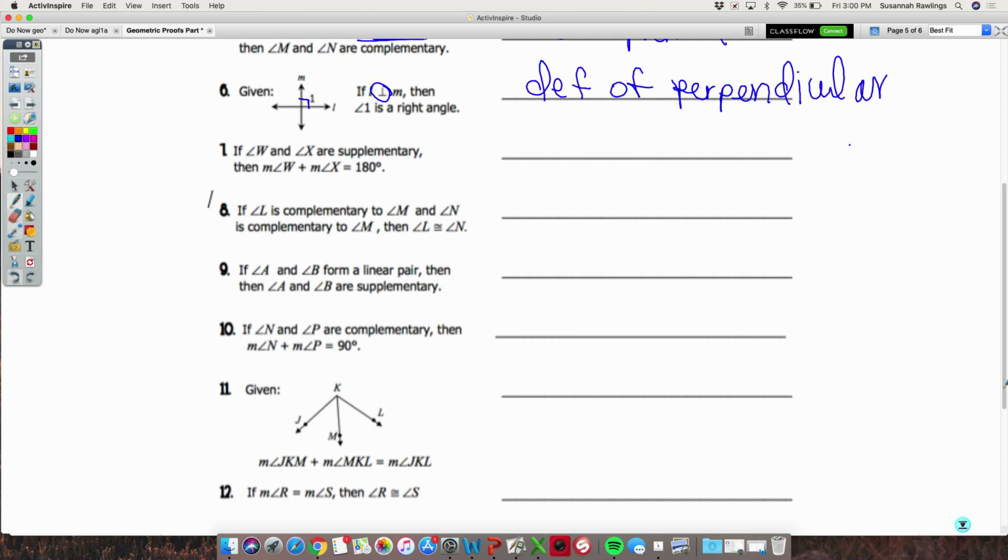Okay, number 7. If they are supplementary, then the sum is 180 degrees. That's the definition of what type of angles? Supplementary. Good.